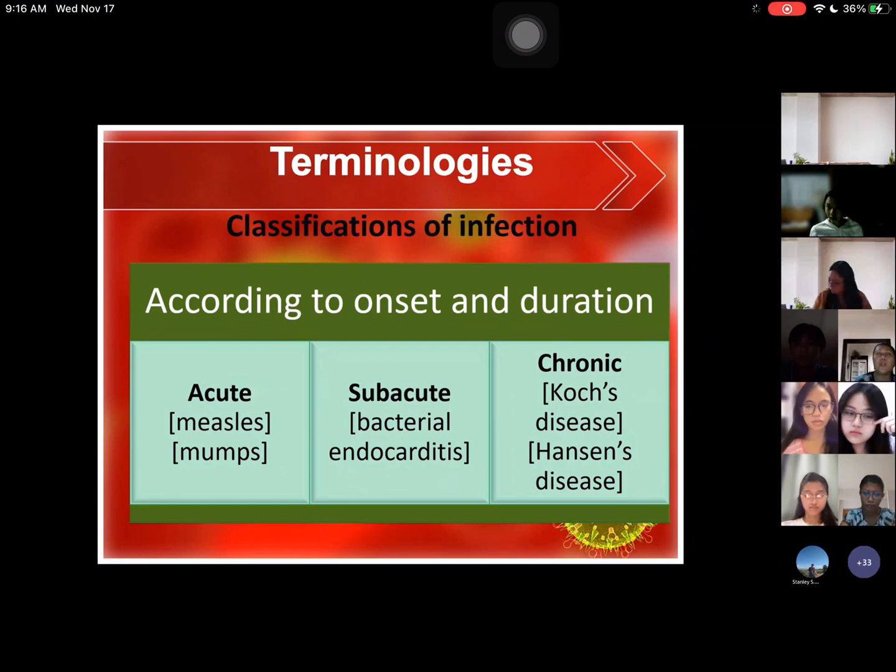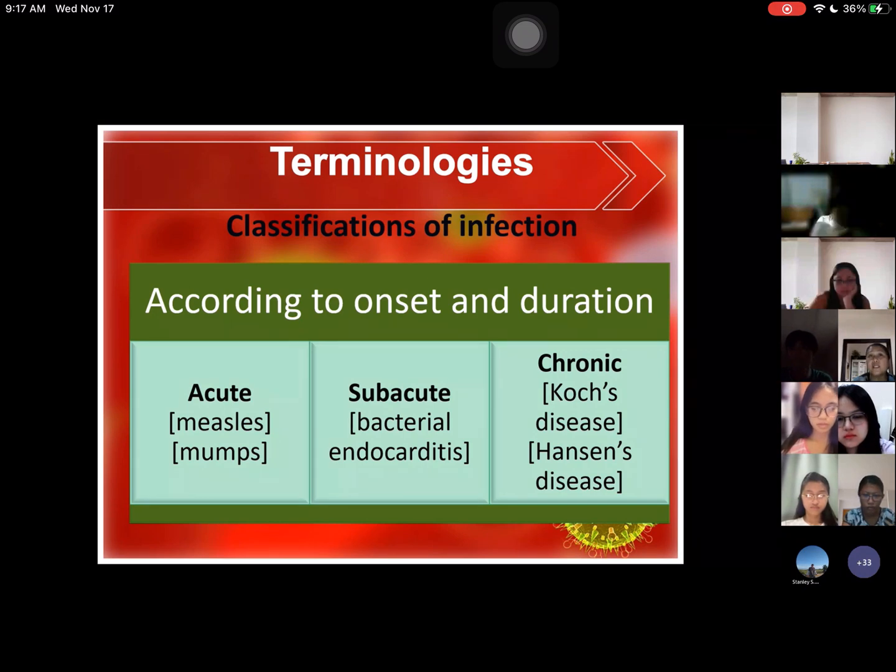Infection. So when we say acute infection, we have a rapid onset and rapid recovery. Okay, that is acute. That is, we have a rapid onset of the infection, and we also have a rapid recovery. Mabilis lang na magkaroon, mabilis din lang mawala. Okay, so we have the measles and the mumps.